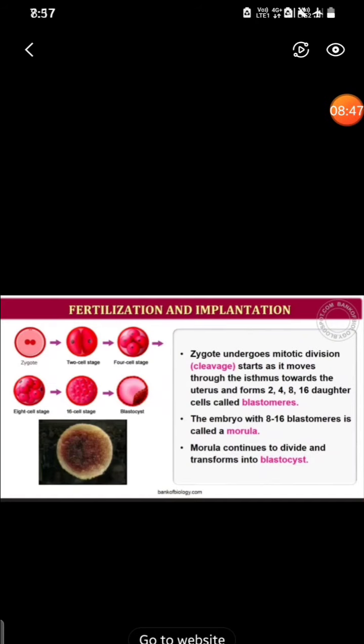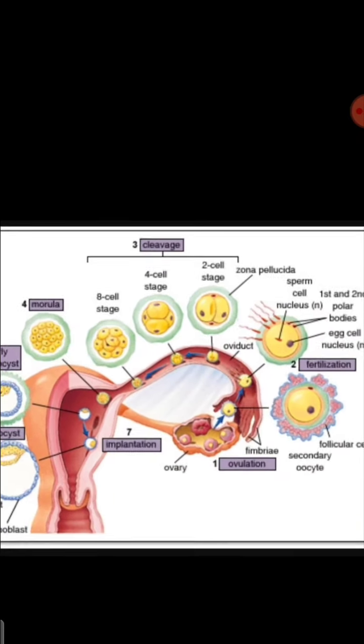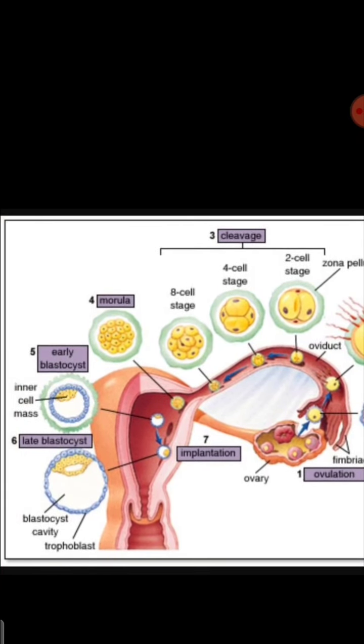So what we call a morula is wherever there are 8 to 16 blastomeres. The morula continues to divide and transforms into a blastocyst. So the 8 to 16 stage we call a morula, and it continues to divide and transforms into the blastocyst.